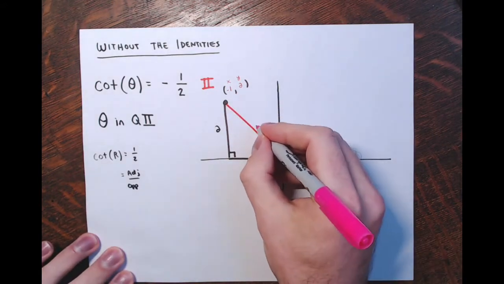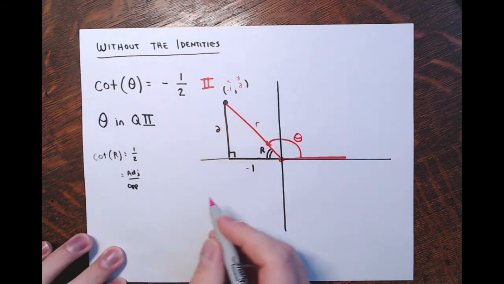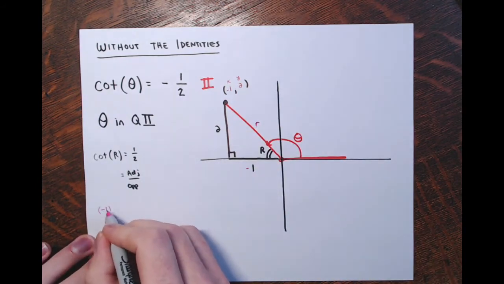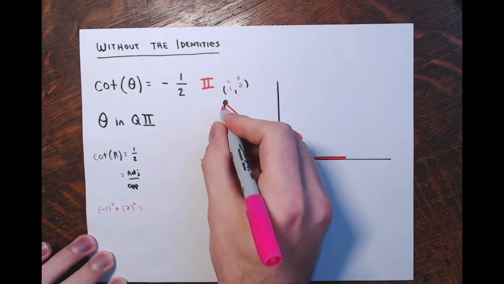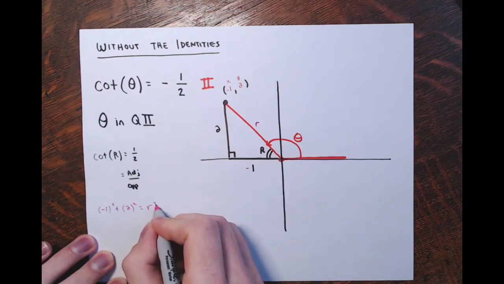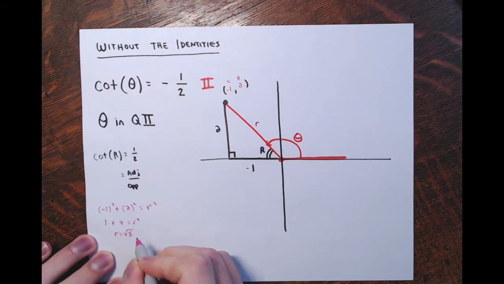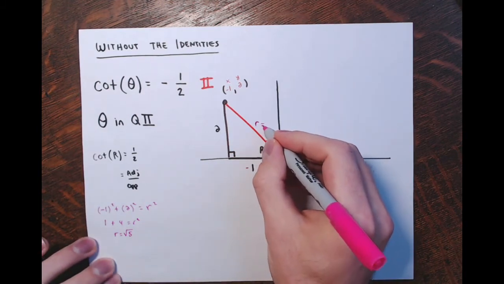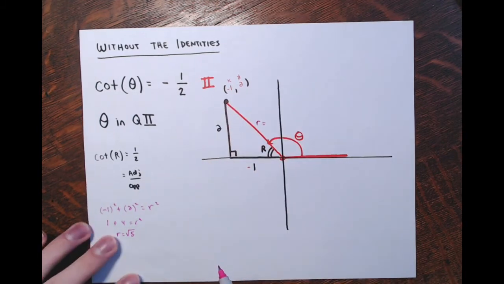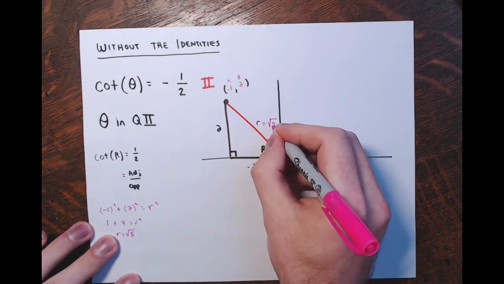What's the length of the hypotenuse, which I'll call little r? We can use the Pythagorean theorem: -1 squared plus 2 squared. The sum of the squares of the legs will be equal to r squared. So 1 plus 4 equals r squared, and r equals the square root of 5. Technically it could be plus or minus the square root of 5, but we're talking about the distance from the origin, so r is always positive. So there's the square root of 5.